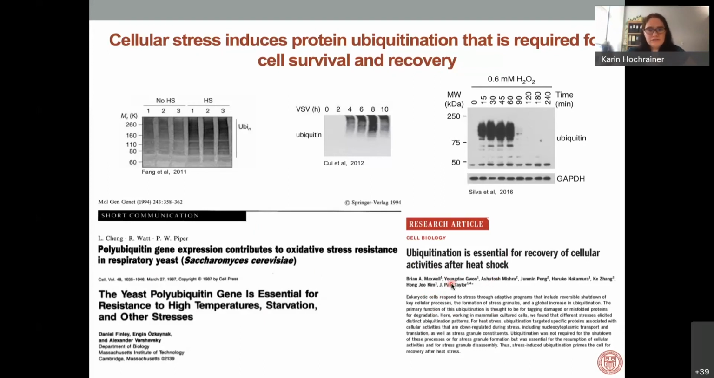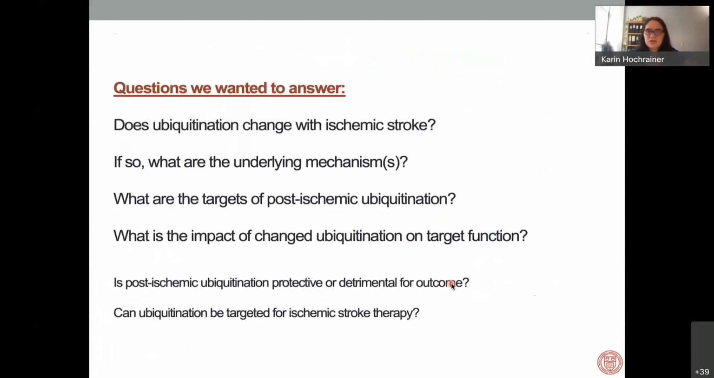In light of all of this, we were asking the question, first of all, does ubiquitination change with ischemic stroke? And if so, what are the underlying mechanisms? What are the targets? And what is the impact of the ubiquitination on target function, so that we then in the end can determine, is it protective or detrimental, and can we actually target this in any way for therapy? So I'm going to concentrate on the first four questions today that we asked first.